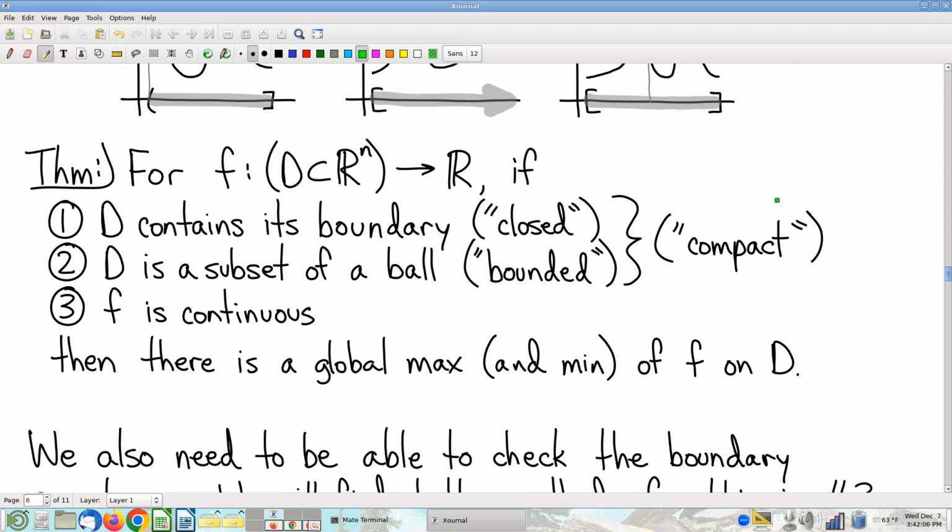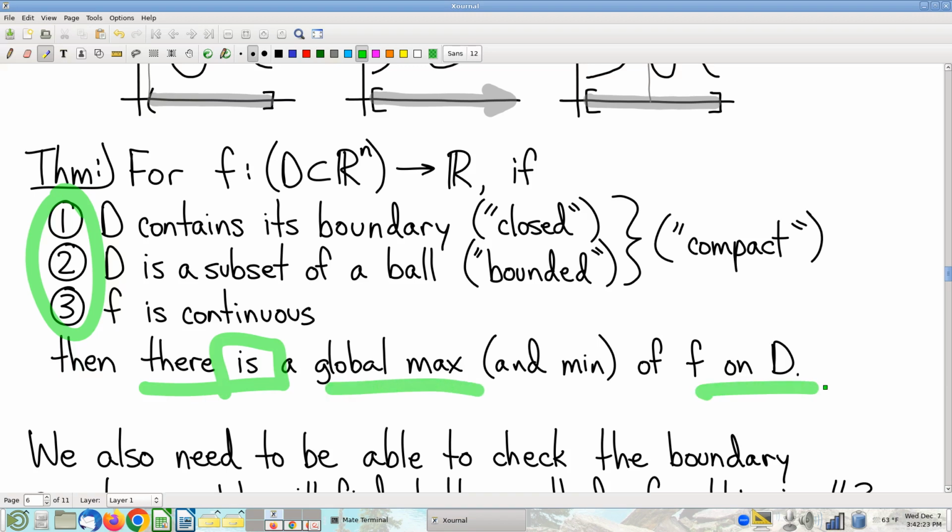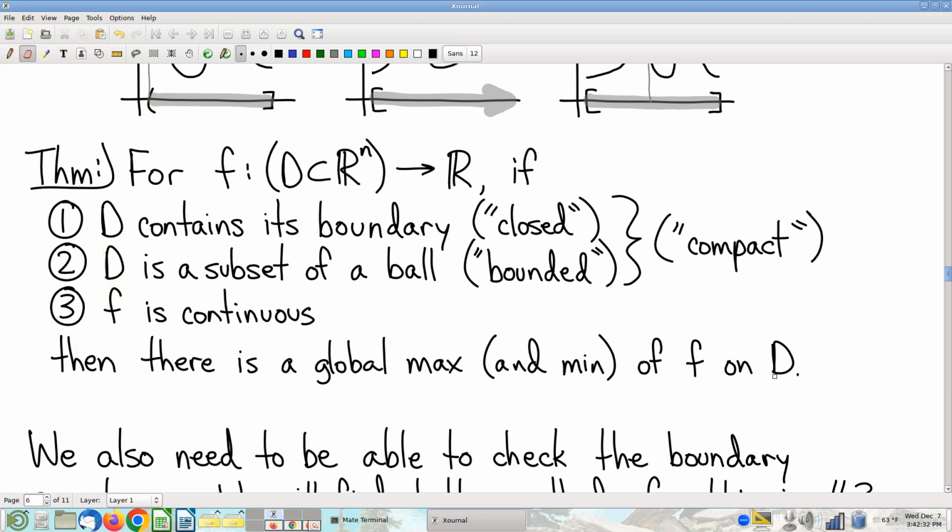And so here it is, the theorem. If these three conditions are satisfied, you have a closed and bounded domain, and your function is continuous, then there is a global maximum of that function somewhere on your domain. It's a very useful theorem if you're trying to find a global maximum. Very good to know that it exists in the first place.